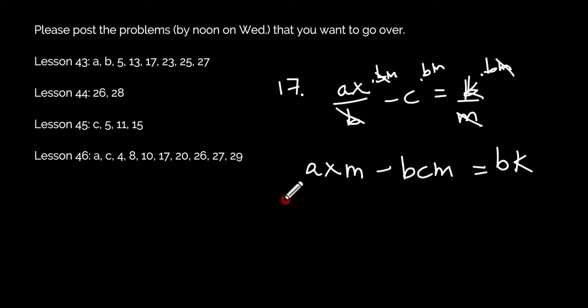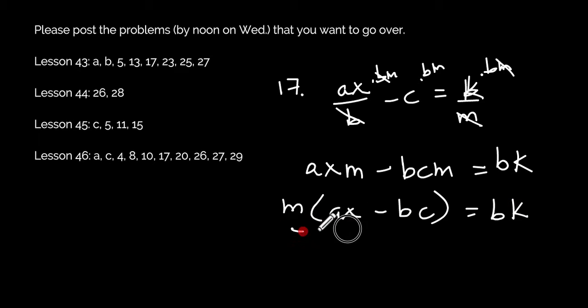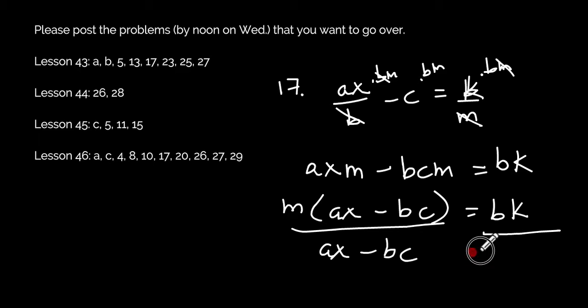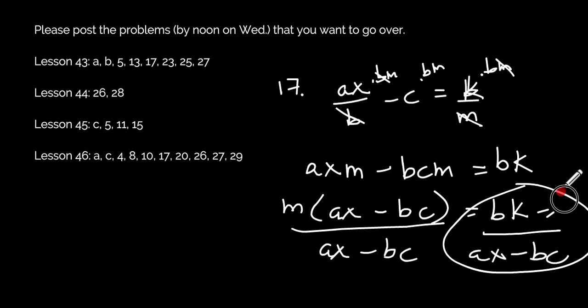All right, then you're solving for m, so we're going to take the m out. So we get m times (ax minus bc) equals bk. And then you're just going to divide both sides by ax minus bc. So that's your final answer, what equals m. Okay, told you we're going to go fast.